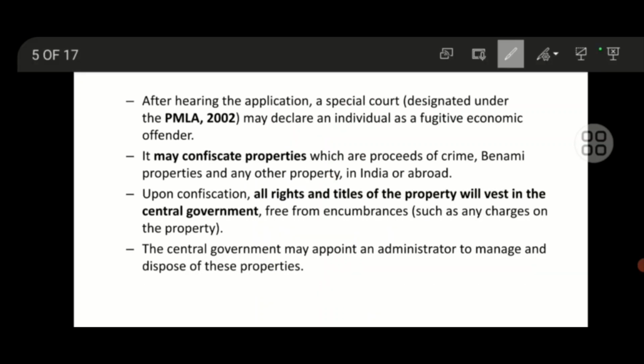After hearing the application, a special court will declare whether an individual is a fugitive economic offender or not, and according to the act, it may confiscate properties, even the Benami properties and any other property in India as well as abroad. While confiscating, all rights and titles of the property will vest with the central government, and it is free from encumbrances, which means there should not be any charge on the property. The central government may appoint an administrator to manage these properties.